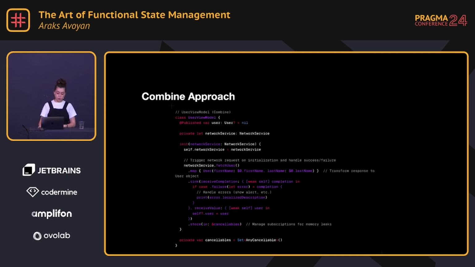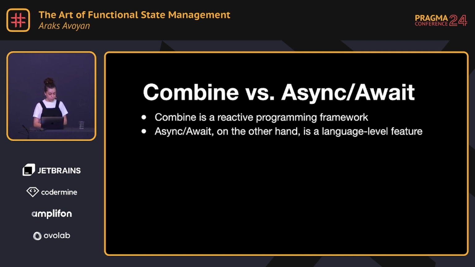Important to note that we also utilize store(in: &cancellables) to manage the subscription's lifecycle and prevent memory leaks. This is essential when dealing with subscriptions in Combine. By using these operators and the Published property wrapper, Combine enables a more declarative and reactive approach to data flow and UI updates in our view model.